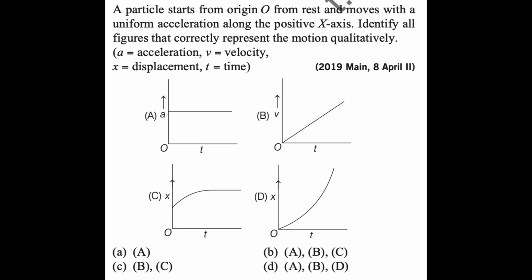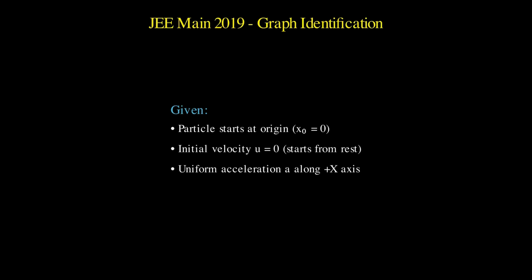Let's tackle this JEE Main problem about identifying graphs for uniformly accelerated motion. A particle starts from rest at the origin and accelerates along the positive x-axis. We need to find which graphs correctly represent this motion.